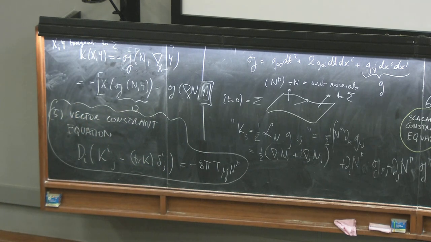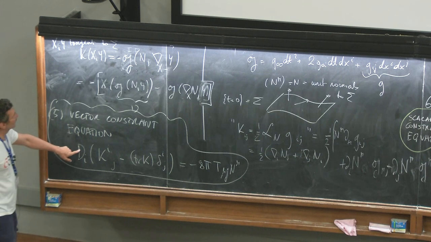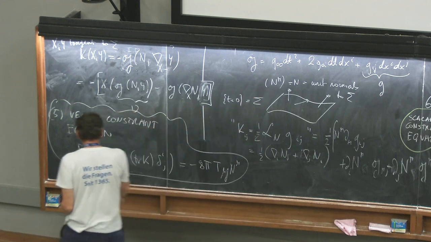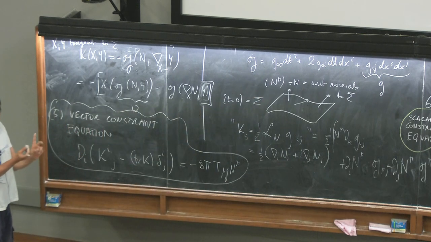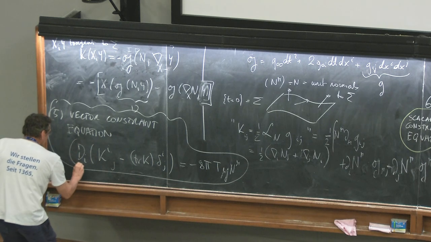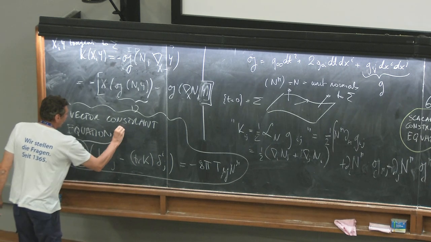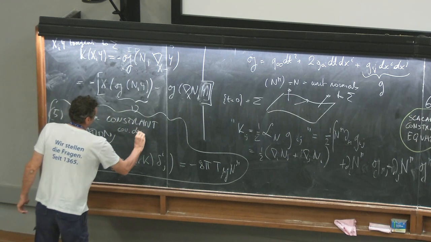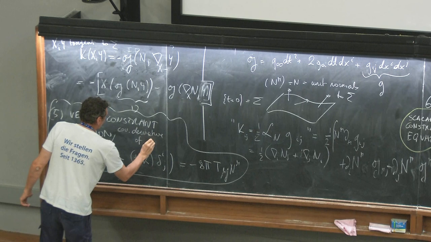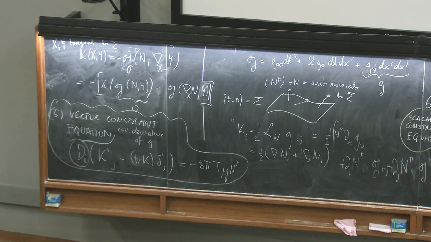And big D is the covariant derivative of this metric g, right? So I didn't write it delta because this is a space-time, but good, very good. Covariant derivative of g, the space metric.